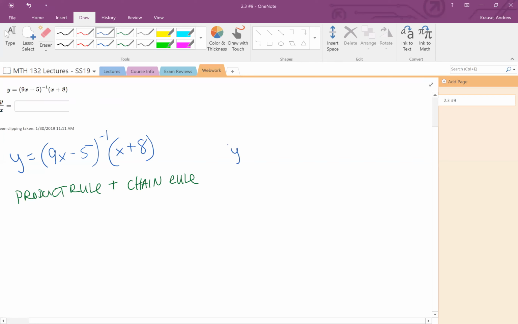And now we have another one here. We could also just convert this to a fraction by taking that negative 1 power and interpreting what that means. It means that the 9x minus 5 is just in the denominator, and then this is only a quotient rule.